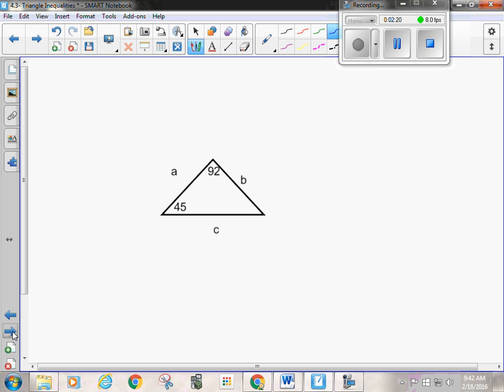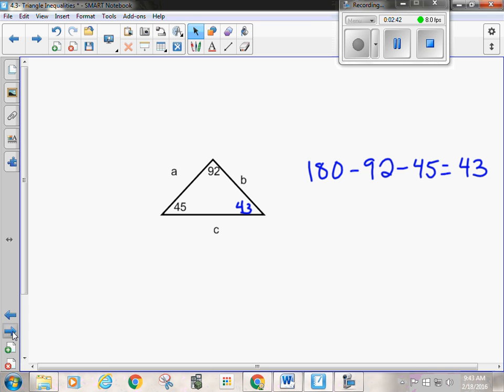Here's an example. I have three sides, A, B, and C, and I have two angles. I only know two of the angle measures, but I can find the third one by taking 180 minus 92 minus 45, and I find my third angle to be 43. Now I know all my angle measures, and I can list all of my sides out.